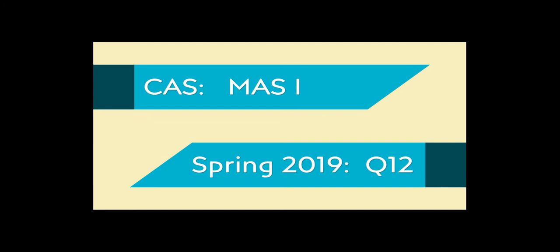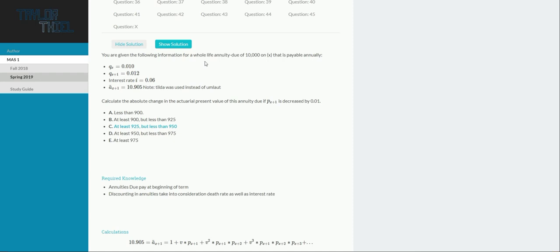Let's get started. You were given the following information for a whole life annuity due of $10,000 on X that is payable annually. Q of X is 0.01, Q subscript X plus 1 is 0.012, interest rate i equals 0.06, and ä subscript X plus 1 equals 10.905. Calculate the absolute change in the actuarial present value of this annuity due if P subscript X plus 1 is decreased by 0.01.